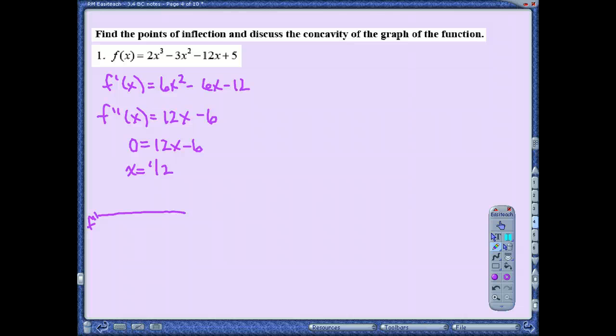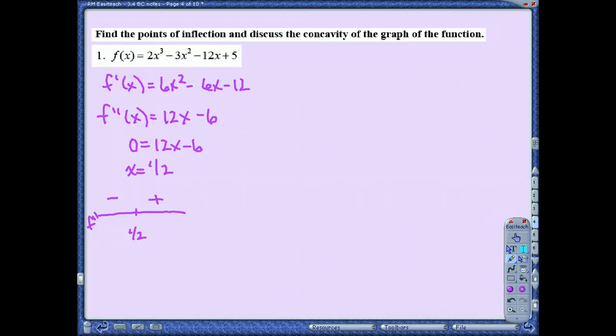It's not part of our explanation. We put our little 1/2 on there, and then we're going to pick a point on the left and on the right to see what's happening with our second derivative. Well, if I put in a value like 0, my second derivative is negative. So on this side, our second derivative is positive.